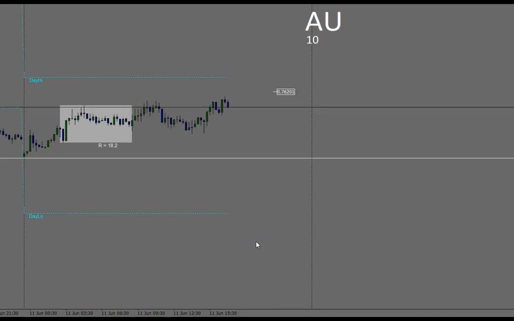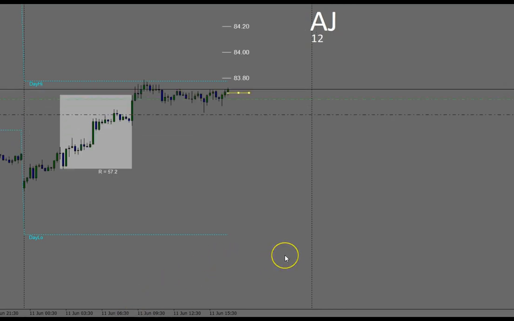This was one that I took and punched out of, as it didn't move anywhere in line with our criteria. I lost just 1 pip on the AU where I punched out on that one. Australian dollar, Japanese yen, still holding that, and it's still hovering at the same kind of levels, just going sideways at the moment, but just in profit.